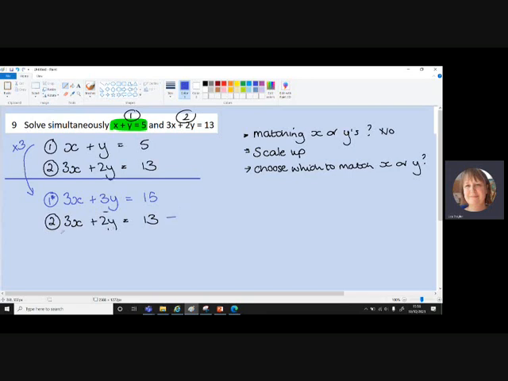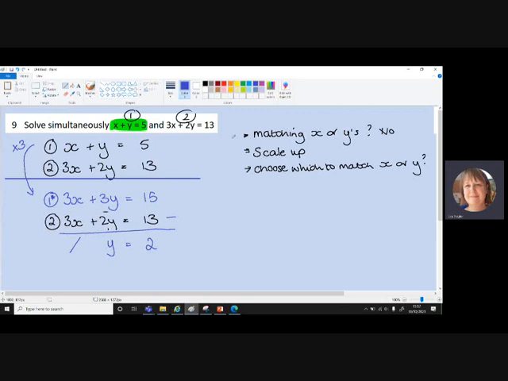So if I were to subtract one equation from another, what would happen would be I would cancel out my x's, because I'd do 3x take away 3x is nothing. 3y take away 2y would give me 1y, which is the same as y. Then I'd have 15 take away 13. That would give me a value of 2. So basically what that tells me is that the y value in both equations is 2. So now we can use that information to find out what our x value is worth.